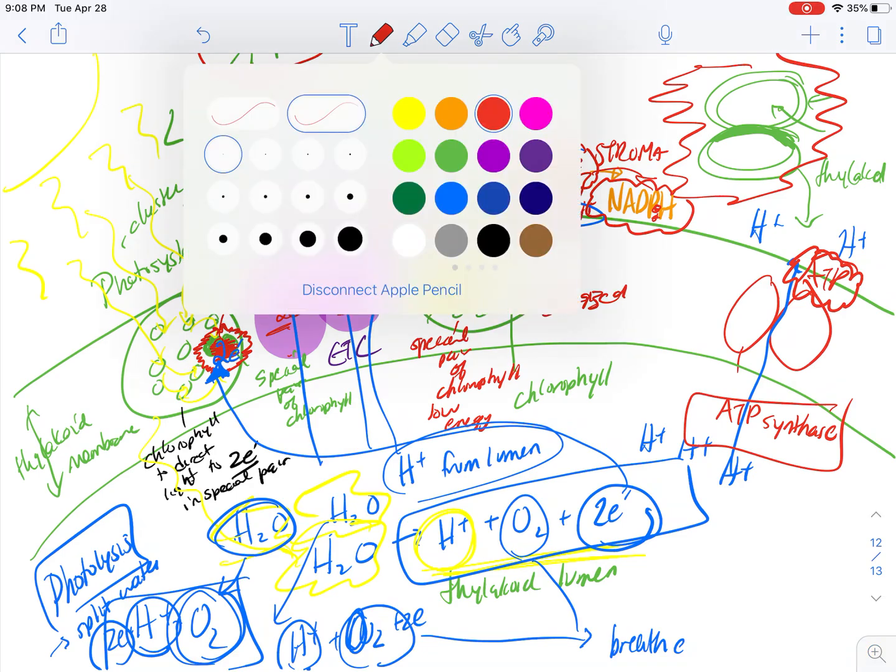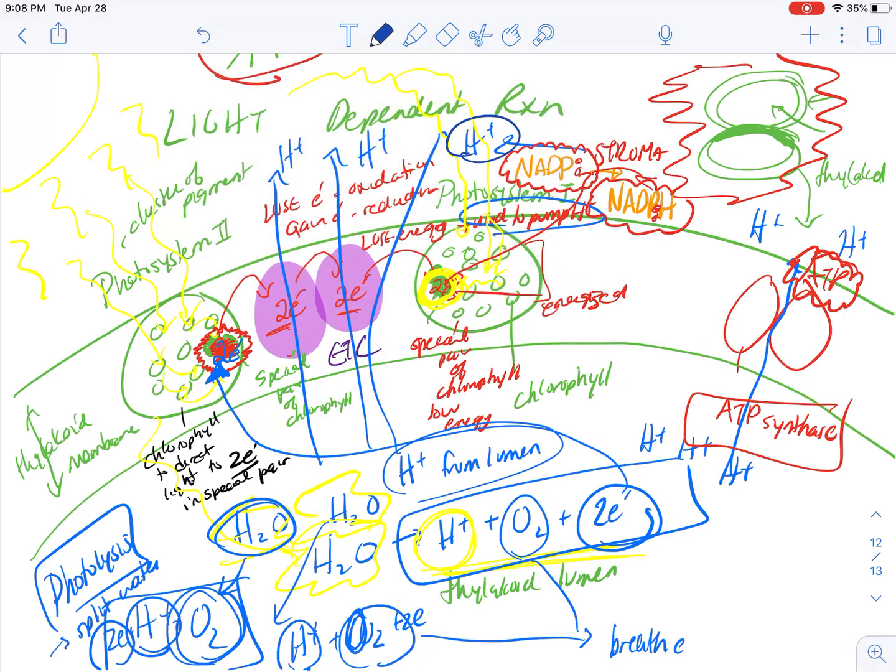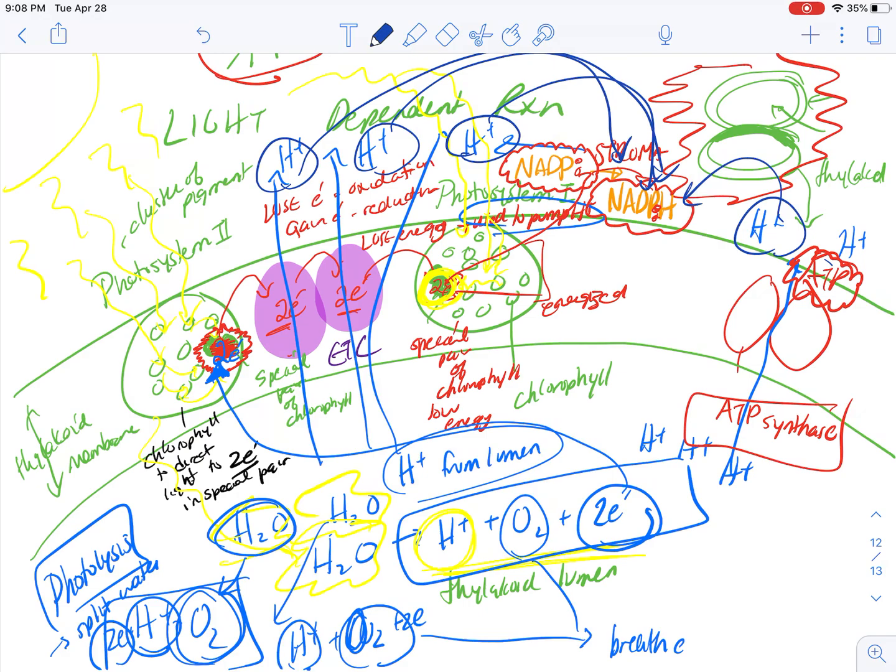So all this hydrogen that I pumped to the stroma is being used to make NADPH. The NADPH is a high energy electron carrier. It's carrying high energy electrons from photosystem 1. Now, I know this looks a little bit much, but I think you guys should be able to get it.